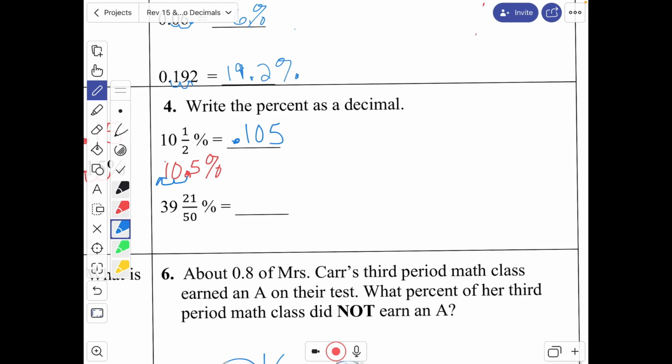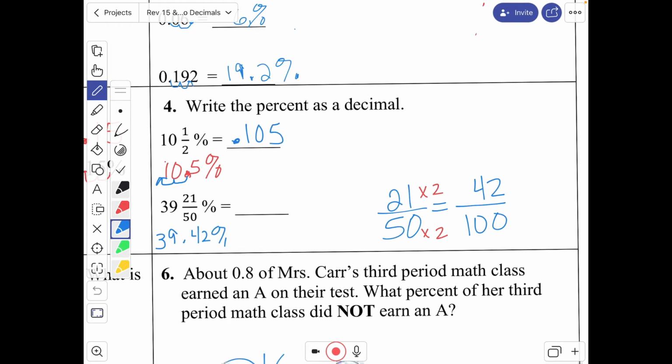You know, I knew a half, but 21 over 50, I might need to think about. Remember, if I change it to something over 100, then the top number will be my decimal. So 50 times 2 is 100. 21 times 2 would make 42. So this would be 39.42%. And then to change it to a decimal, I move it 2 spaces to the left, which would make it 0.3942.